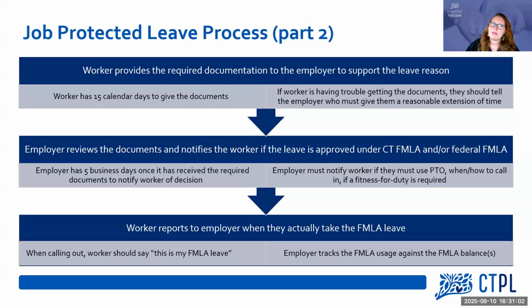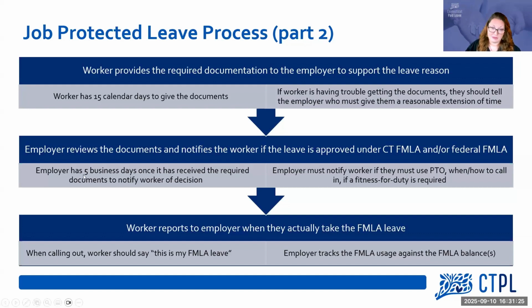The next piece is the worker's going to provide the required documentation to the employer to support the leave reason. So generally you have about 15 calendar days to hand in your documents. If you're having trouble getting them, just ask your employer for more time. Your employer is going to review those documents and notify if the leave is approved under Connecticut FMLA or federal FMLA. Sometimes it's both.